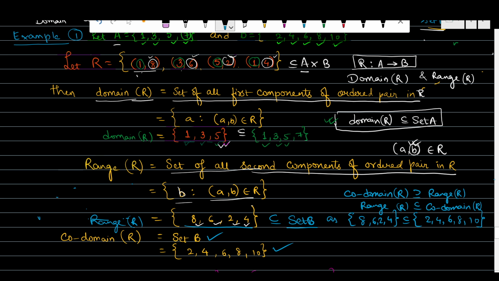Now another term that you will encounter is codomain of R. What is this codomain of R? If we define a relation R from A to B, we know this set A is called the domain, or domain is a subset of A, and this B is called the codomain. Range is a subset of codomain, right?